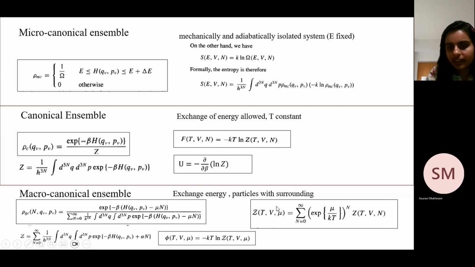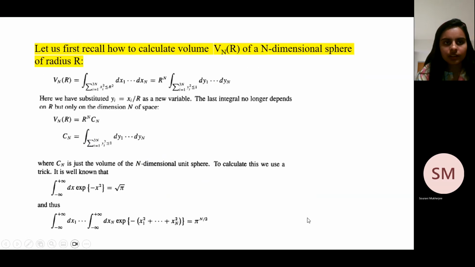And you can see that the grand canonical partition function is related to the canonical partition function by the relation that we have here. Okay. So that tells you that if you can define the canonical function, you can just extend it using this concept to the grand canonical system.